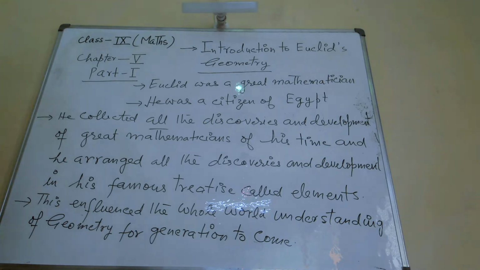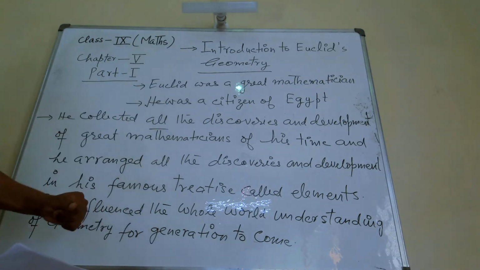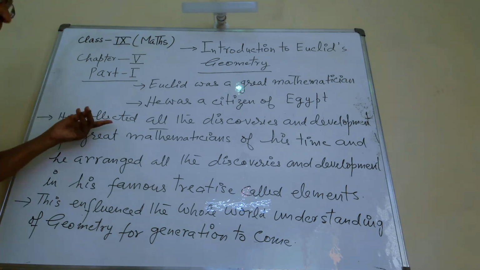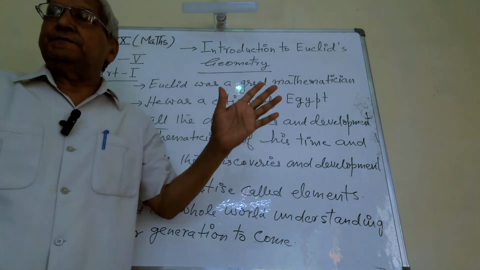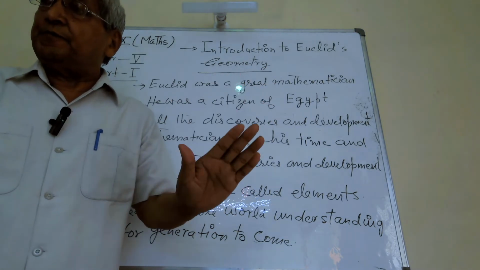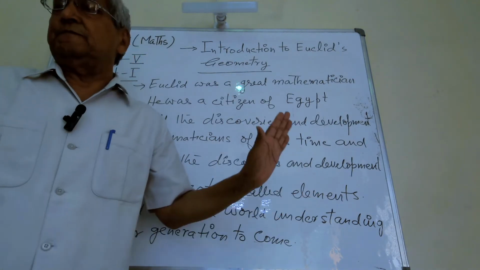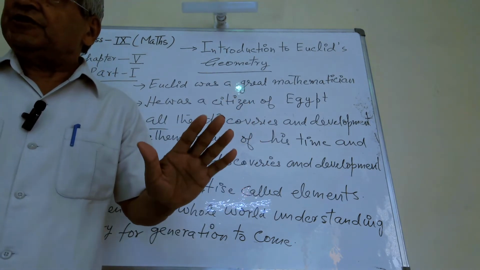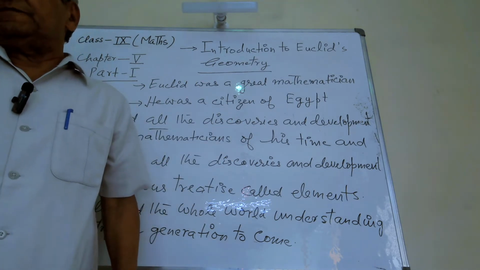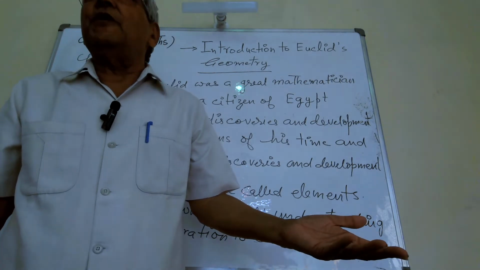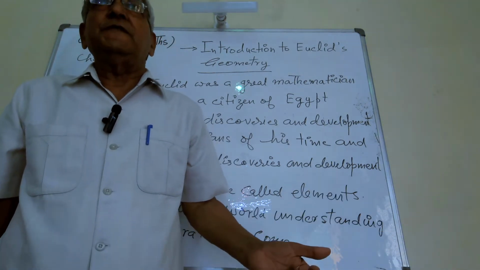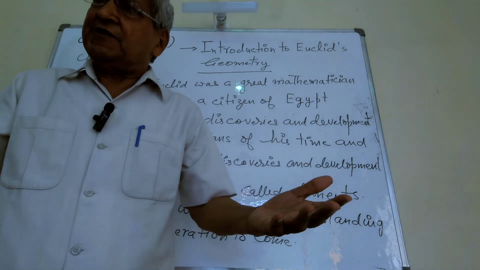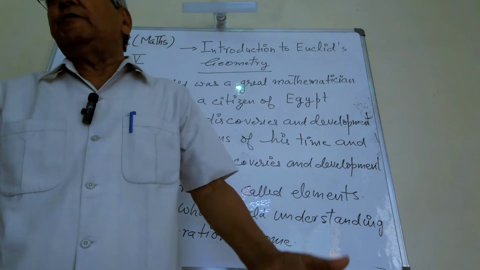I want to tell you about Euclid. Euclid was a great mathematician. He was a citizen of Egypt. And what he did, he collected all the discoveries and development of great mathematicians of his time. And he arranged all these discoveries and development in his famous treatise called Elements. Just like a set, because elements are the members of a set. So all the discoveries and developments he put in his treatise and called the Elements.